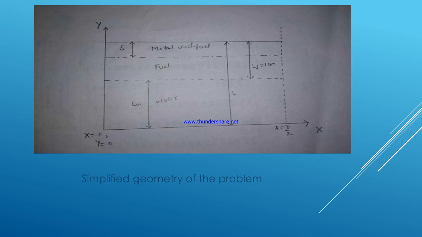This is the basic setup of our model. Delta represents the thickness of the metal wool, which ranges from 0.25 to 0.5 centimeter. LF is the depth of the fuel column, which is equal to 1 centimeter, Lw is the thickness of the water layer, which is 4 centimeters, and L is the total length of the liquid column along with the metal wool.